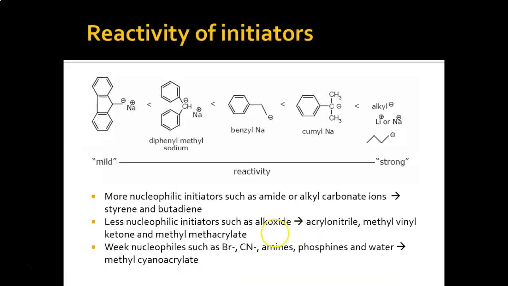Reactivity of the initiators. This one is the mild, and this one is the strongest one, with the presence of Li or sodium. More nucleophilic initiators such as amide or alkyl carbanion will polymerize styrene and butadiene, and less nucleophilic initiators such as alkoxide will polymerize, for example, acrylonitrile, methyl vinyl ketone, MMA, and weak nucleophiles such as Br will polymerize, for example, methyl cyanoacrylate.